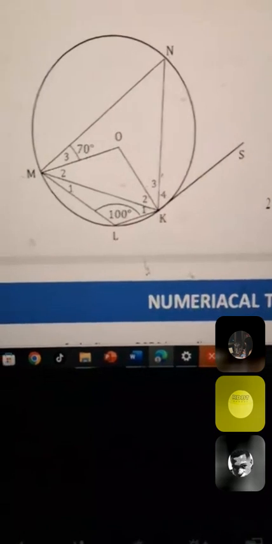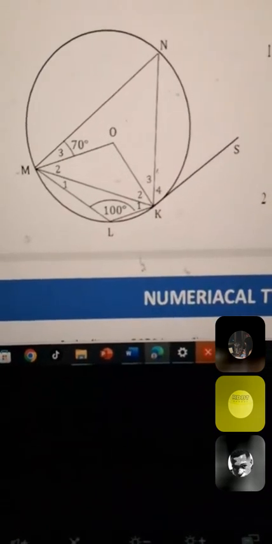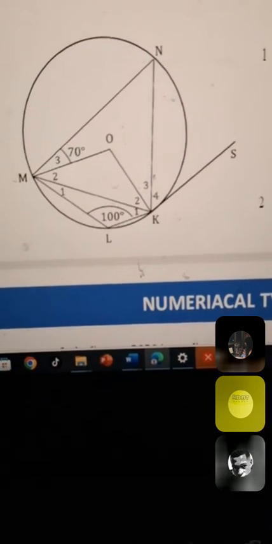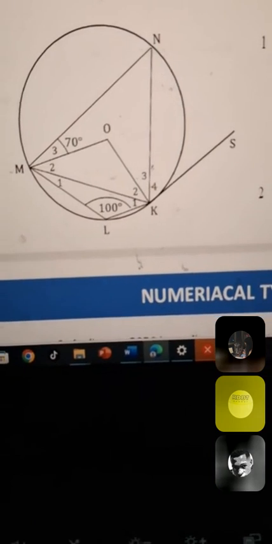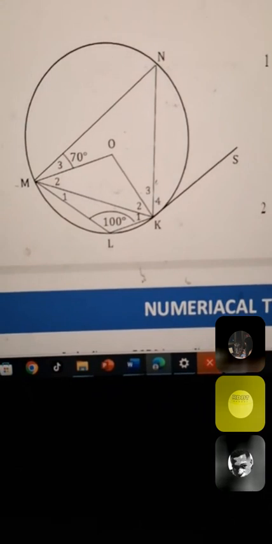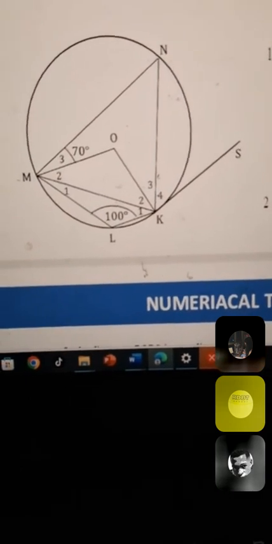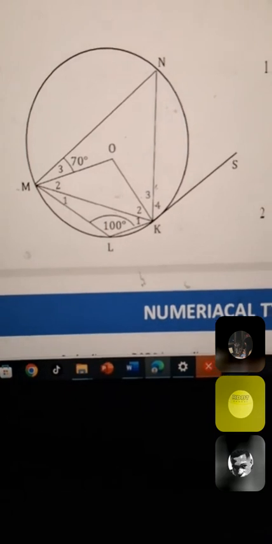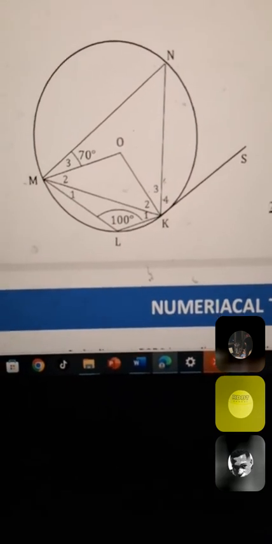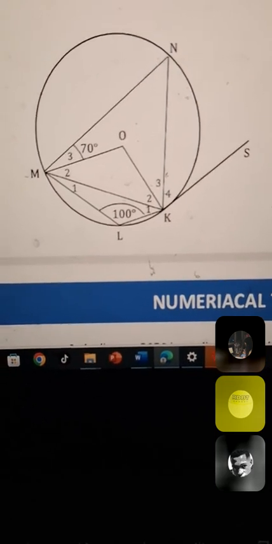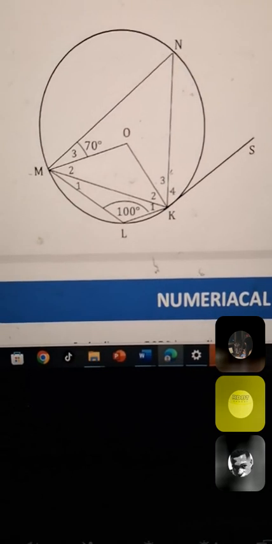Some people might feel they want to write down that N plus 100 is equal to 180 degrees, opposite angles of a cyclic quad, and then solve. You don't have to. You can go straight to the statement with the answer already solved, and then the reason. That's 100% fine, for those people that may be wondering. That affords you all the marks. You're not going to lose marks because you did not show the working out.